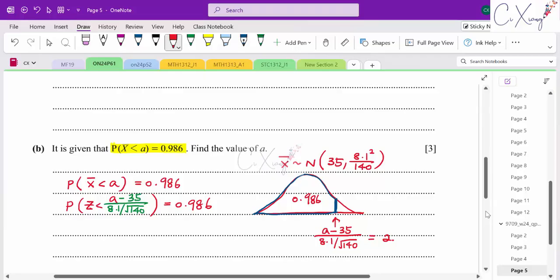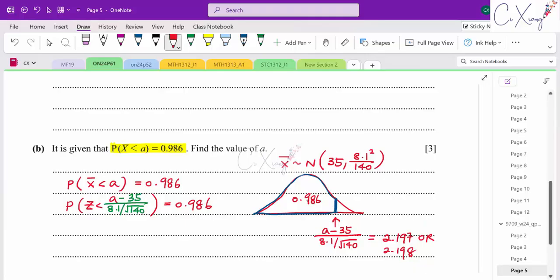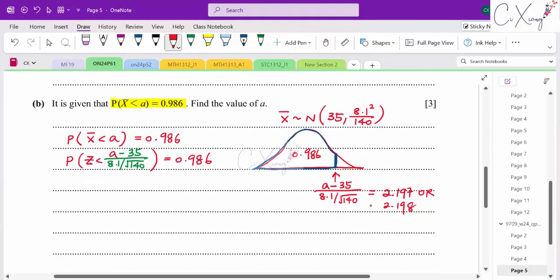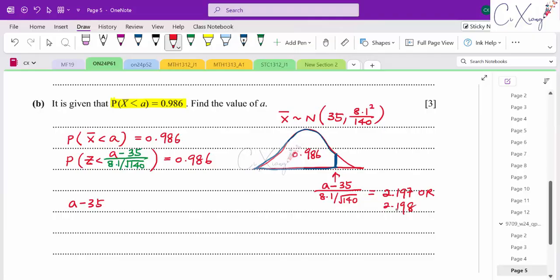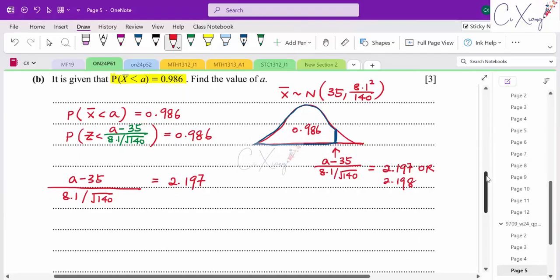What is the value already here? 2.197 or 2.18. Okay, so when Z is smaller than this value, it equals 0.986. So you compare this formula with either one of these values. I take (A minus 35) divided by 8.1 over square root 140, and I compare it with 2.197. Right, so you try to move all the numbers to the other side. Then by right, your A is a long value again.